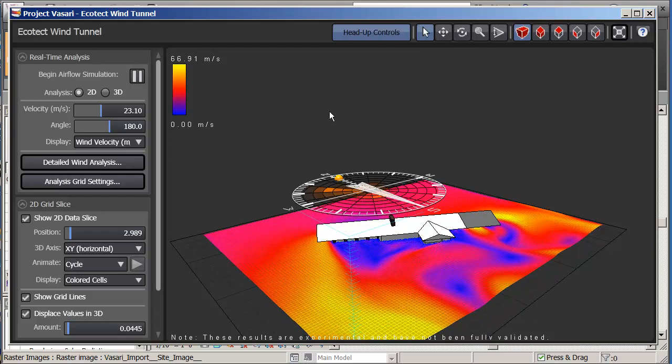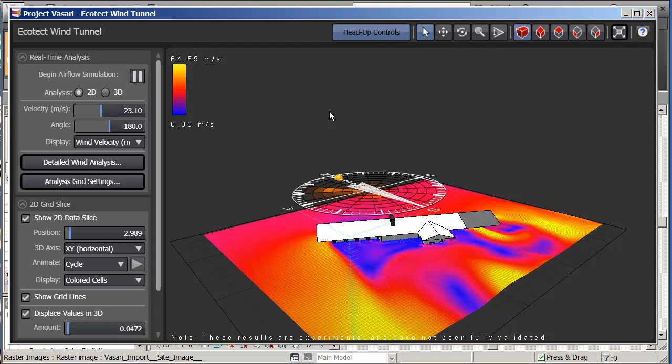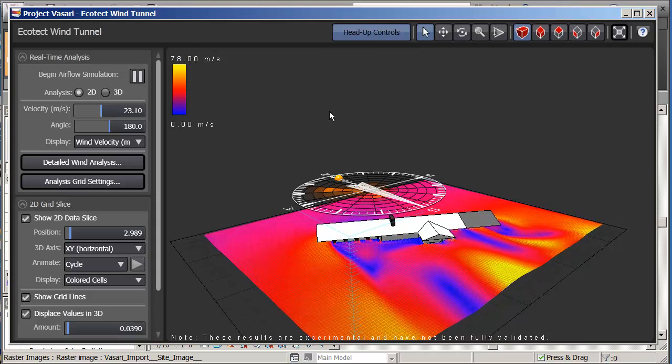But what I want you to pick up on there is the fact that I'm actually seeing the wind and its behavior around my building.